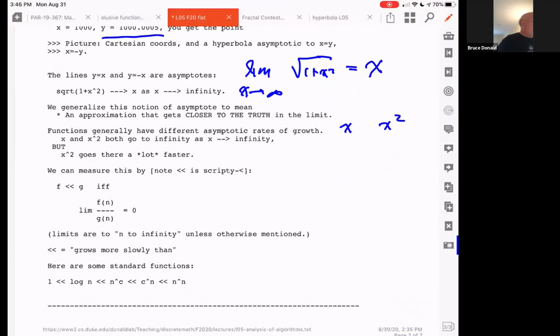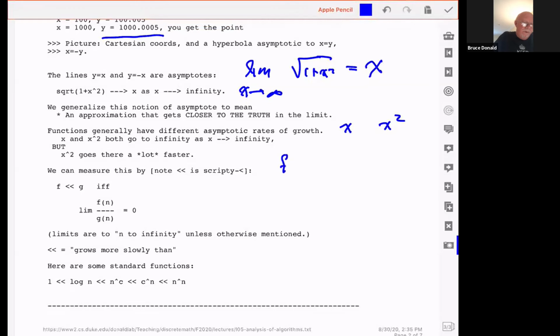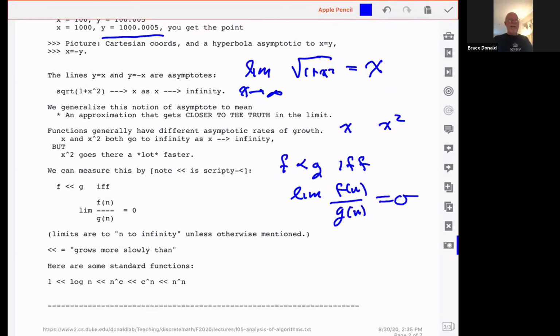We read this as "grows more slowly than." So we'll write something like this. You have two functions. We're going to say f grows more slowly than g if and only if the limit of f of n over g of n equals 0. And in the rest of this lecture, all limits will be taken as n, or whatever the variable is, goes to infinity. So this is pretty nice.